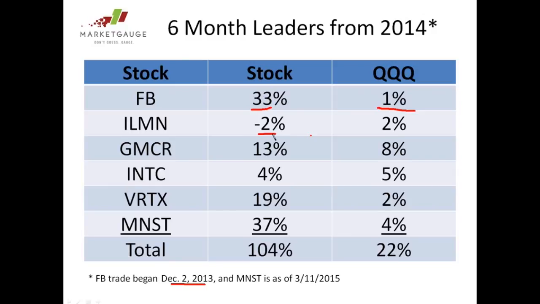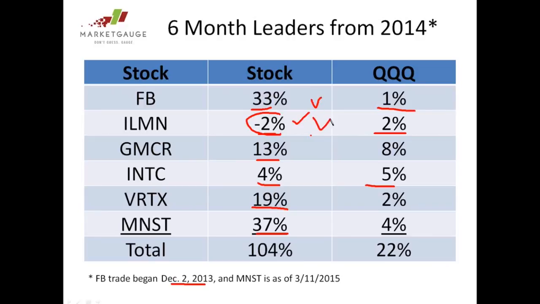Lumen was a loss, minus 2%. At the same time, Qs were up 2%. See where I'm going with this? GMCR up 13%. Intel up basically market. Vertex up 19%, Monster, which you're still in, up 37%. So with the exception of the loss, pretty much everyone either matched or beat the market markedly.